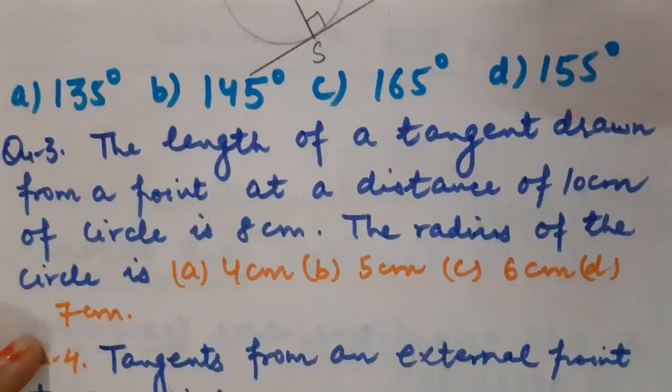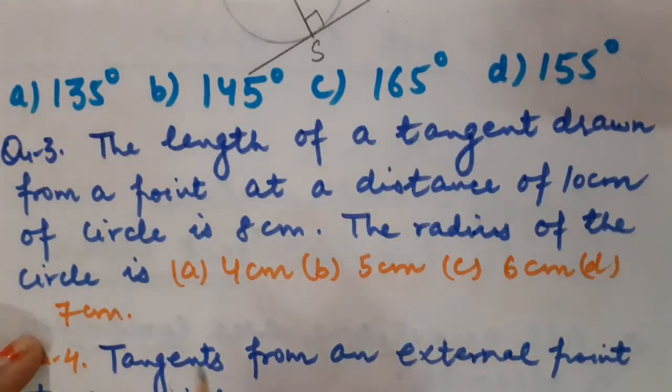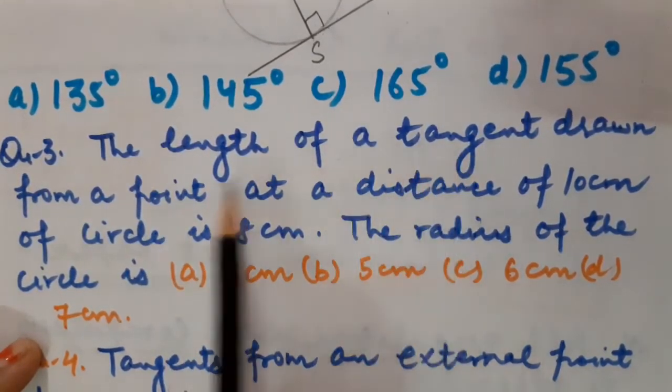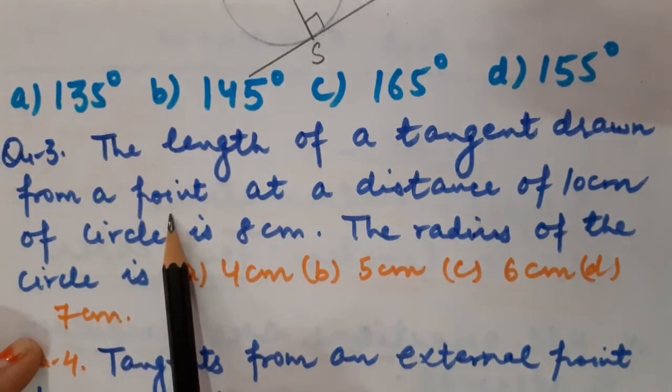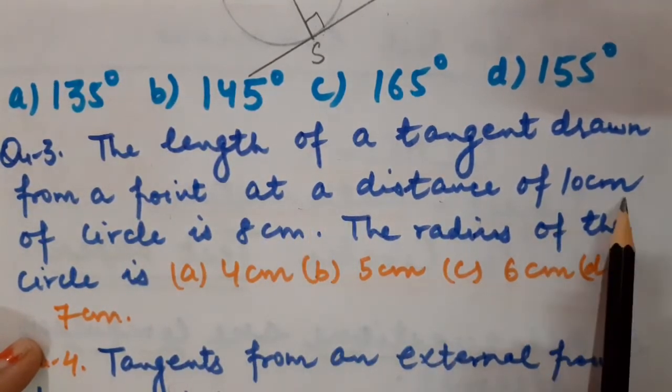Correct, children? Now let us switch to the third MCQ. The length of a tangent drawn from a point at a distance of 10 centimeter.